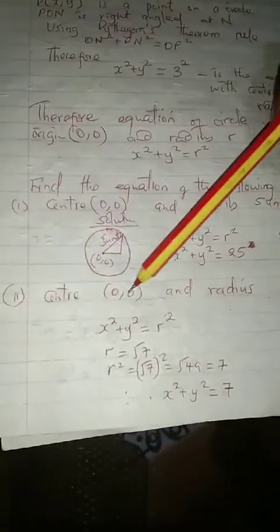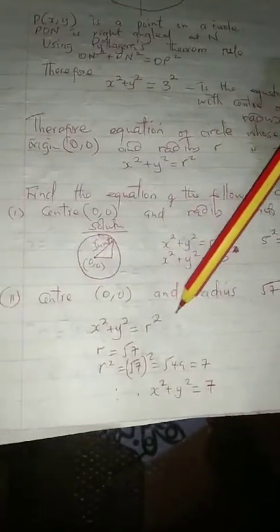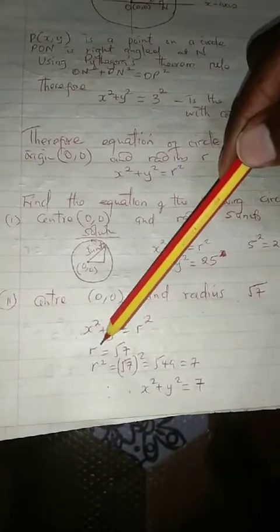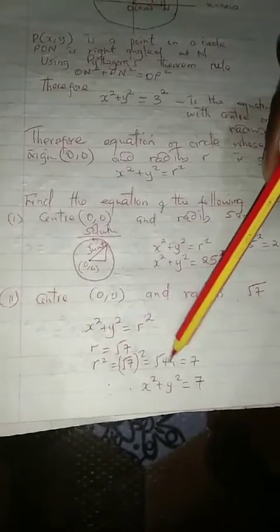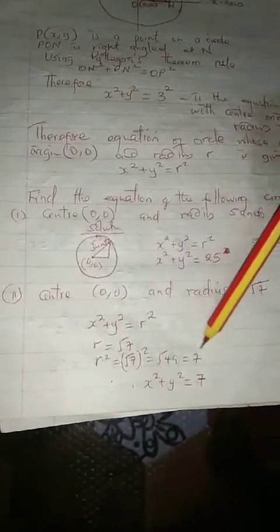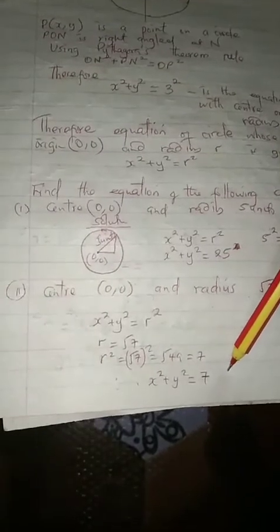The next question is, when I have center (0, 0) and radius root 7, I just say x squared plus y squared is equal to r squared. R here is root 7. So for us to get r squared, I square root 7, which is root 49, which is equivalent to 7. So I say x squared plus y squared is equal to 7. That's understood.